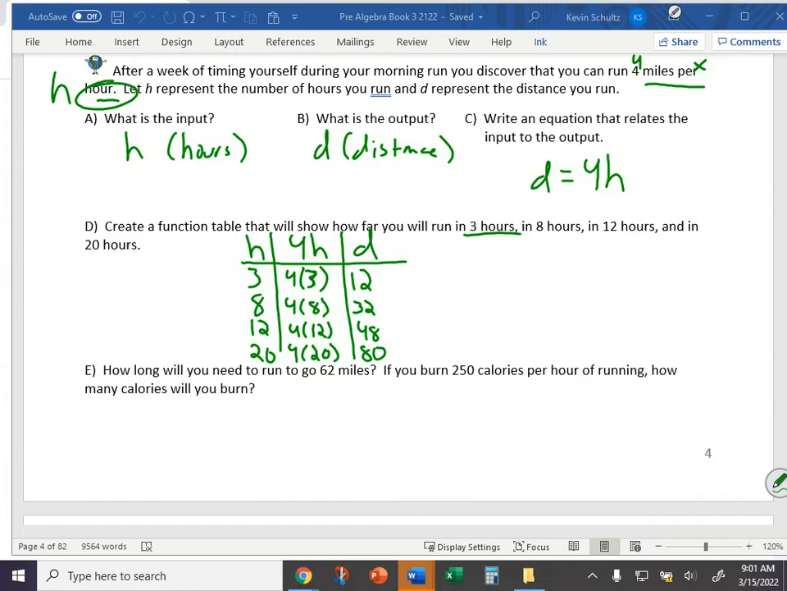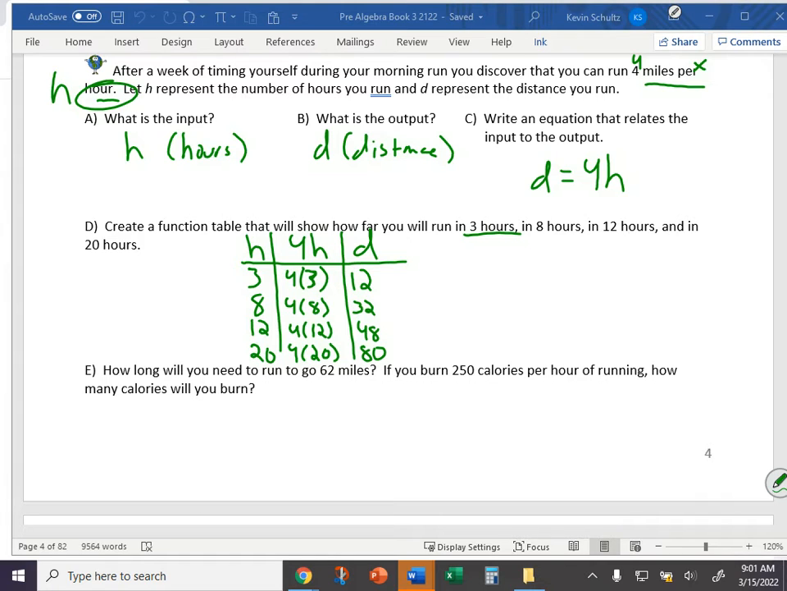Finally, letter E. How long will you need to run to go 62 miles? How does this change things? What variable am I giving you now? Abby. You have to figure out the hours from the distance. Right. This case, I'm giving you the distance. You need to calculate the hours.